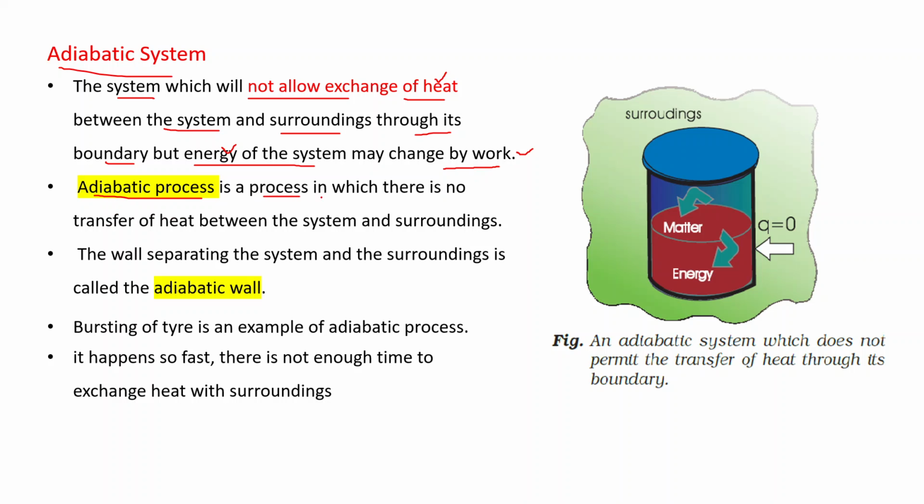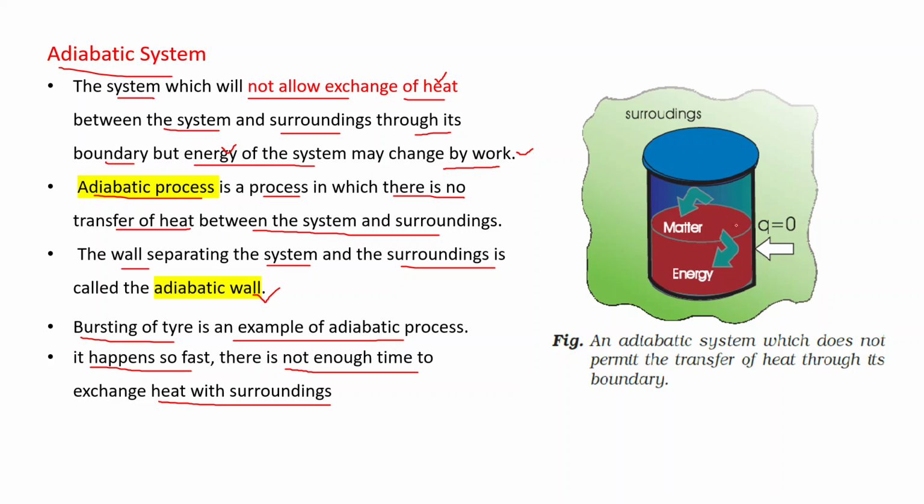Adiabatic process is a process in which there is no transfer of heat between the system and surroundings, and the wall separating the system and the surroundings is called adiabatic wall. For example, bursting of a tire is an example of an adiabatic process. Actually, this bursting of the tire takes place so fast, it happens so fast, there is not enough time to exchange heat with surroundings. But in this case, work is done by the system. Clear? That's why with the help of work, energy can be changed, but heat will not be exchanged with the surroundings.